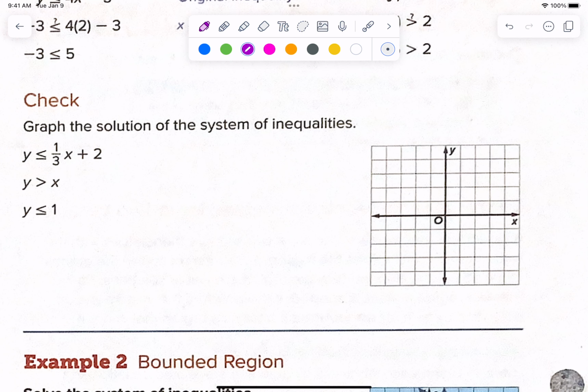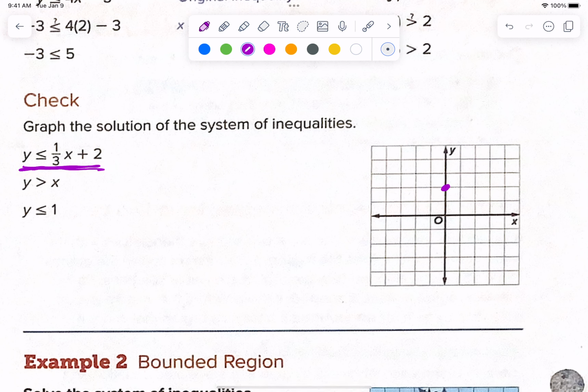Okay. All right, let's graph this first one. So go to where it says check. I don't understand why when they graph it, they graph it for you. So let's do the check one. We won't always do all of these, but we'll do the check one, okay? So if I graph this first one, where do you start?